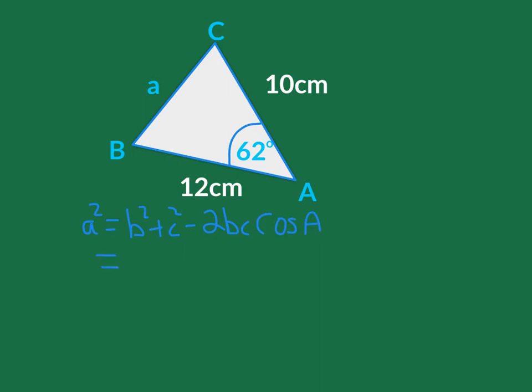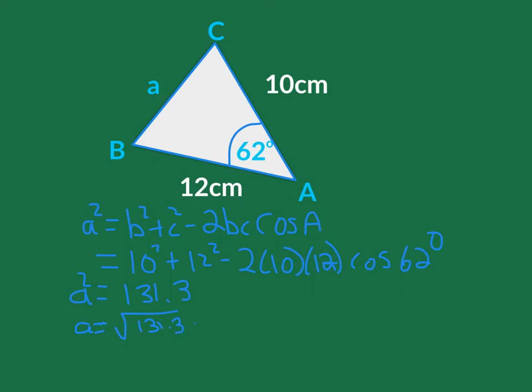So when we fill in all of that information, we have 10 squared plus 12 squared minus 2 times 10 times 12 times the cosine of angle A, which is 62 degrees. So when we put all that in our calculator, we find out that a squared is 131.3. We're not done yet. A squared is 131.3, but we're looking for side A. That means that we need to take the square root of 131.3. And so side A is approximately 11.5 centimeters.